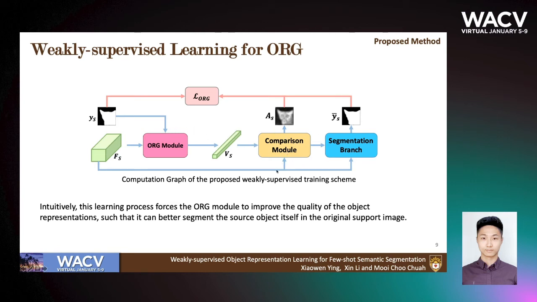We can then use the support mask itself to supervise these two outputs. Intuitively, this learning process forces the ORG module to improve the quality of the generated object representations such that it can better segment the source object itself in the original support image. We refer to it as the weakly-supervised learning scheme.